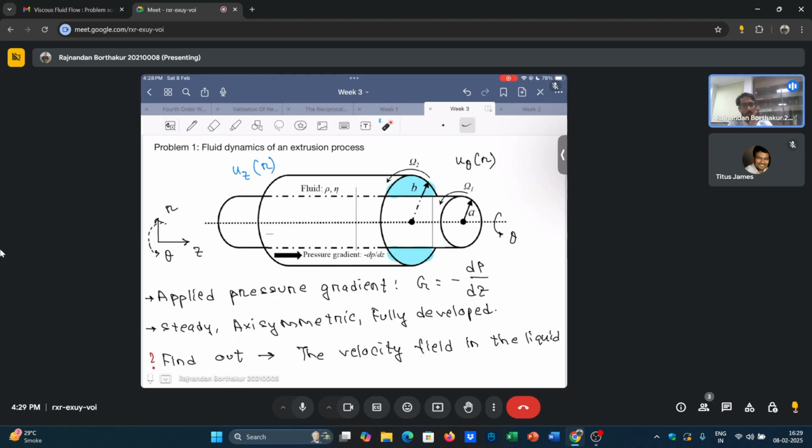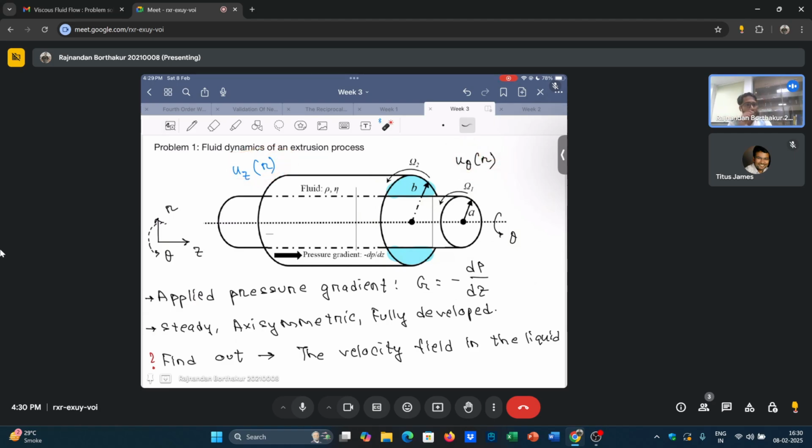Having said that, in this problem, again, the objective is to evaluate the velocity field, but you now need to realize that since there is a rotation here, you will have a non-zero u theta component, and since there is a pressure gradient applied in the z direction, you will have a non-zero uz component. Since this is axisymmetric, your u theta and uz will at max be a function of radius and z. But they have also stated that the problem is fully developed, meaning that u theta and uz will just be a function of r.